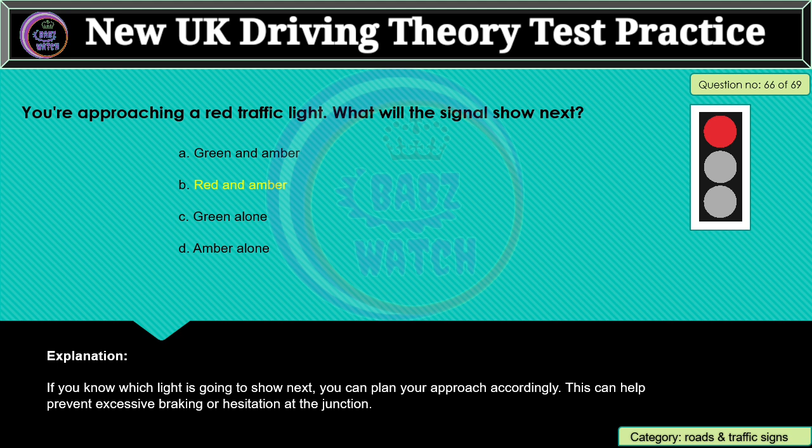Red and amber. Explanation: if you know which light is going to show next, you can plan your approach accordingly. This can help prevent excessive braking or hesitation at the junction.